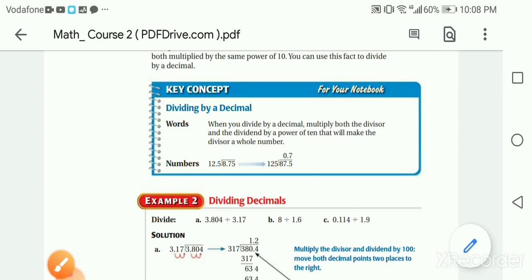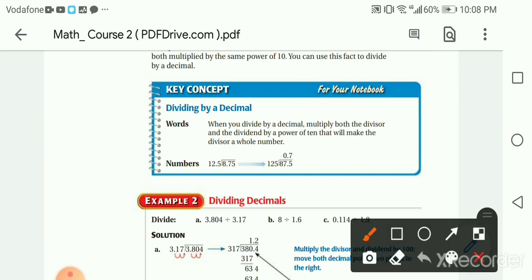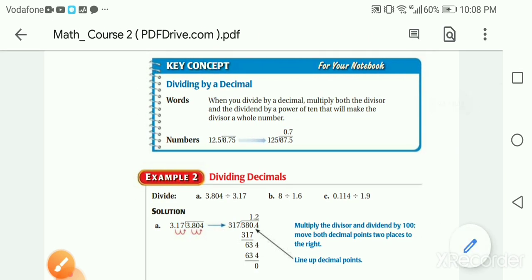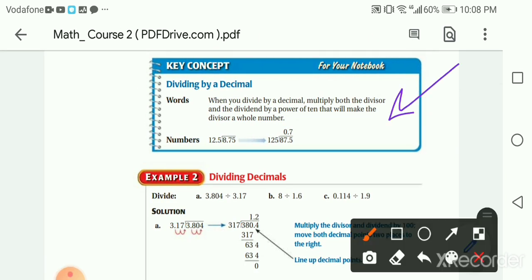Dividing by decimals. When you divide by a decimal, multiply both the divisor and the dividend by a power of 10. That will make the divisor a whole number. Here, as we see, I have 8.75 divided by 12.5. This is very important to note. Please write it down, as I want this to be remembered well.